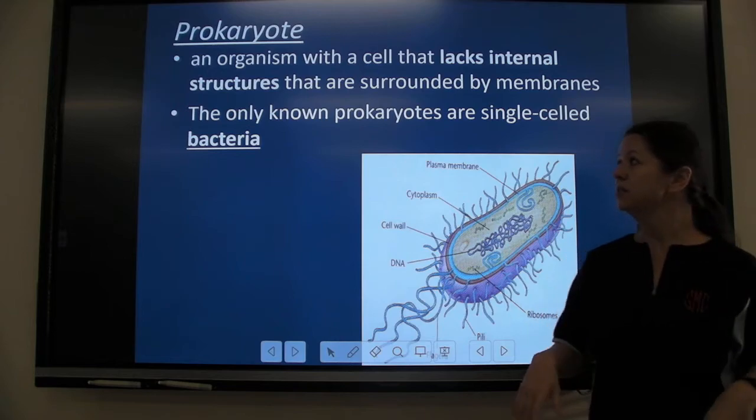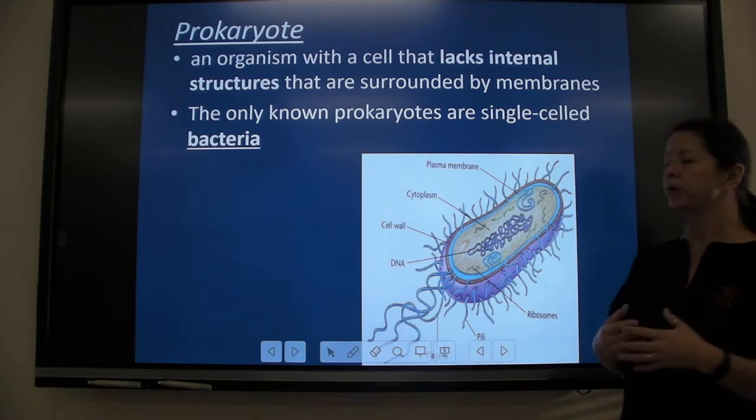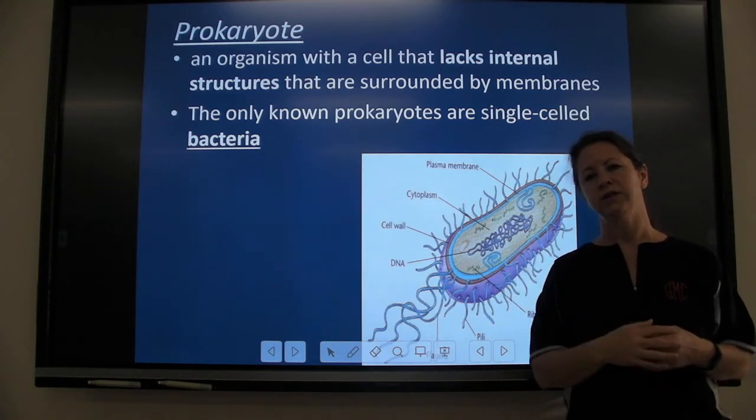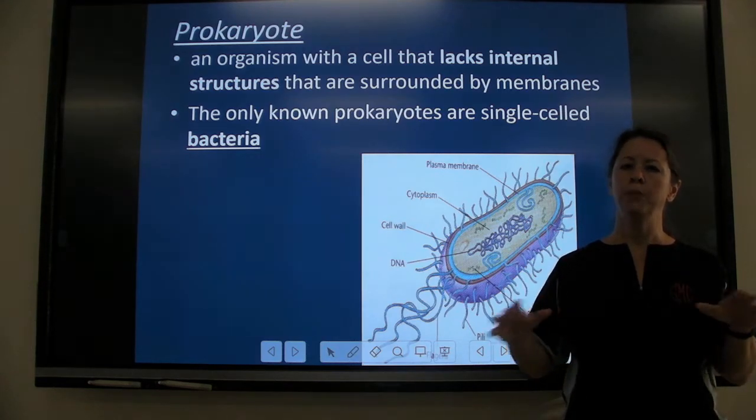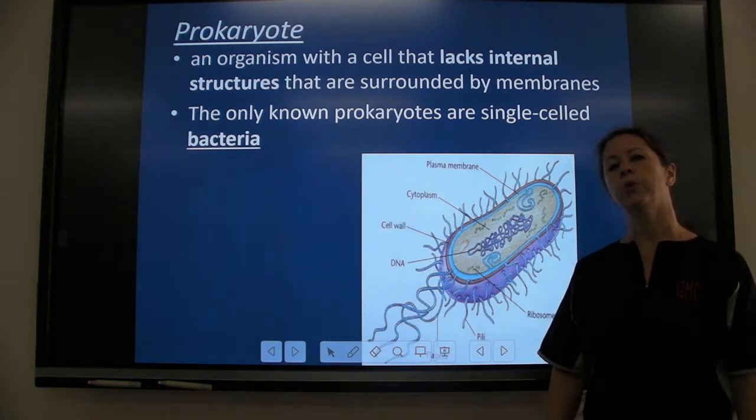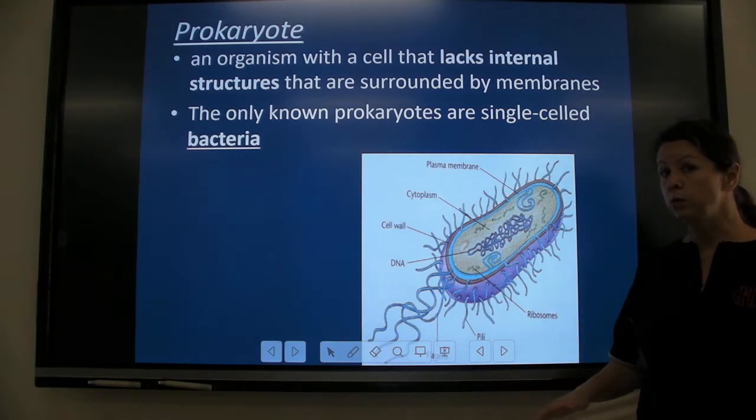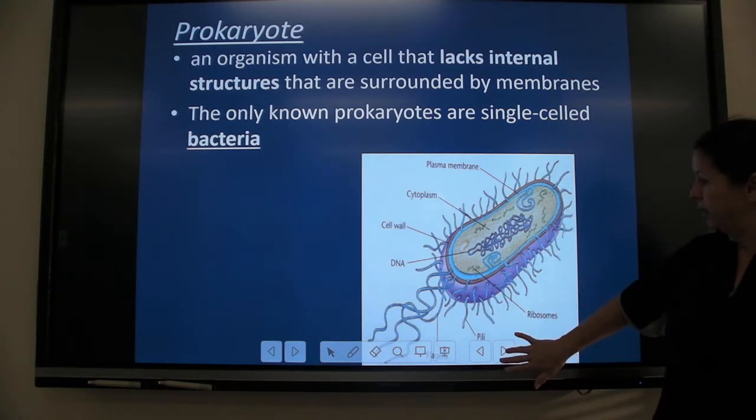Now, as far as scientists know, the only known prokaryotes are the single-celled bacteria. So all bacteria are prokaryotes. They're the only prokaryotes that we know of.